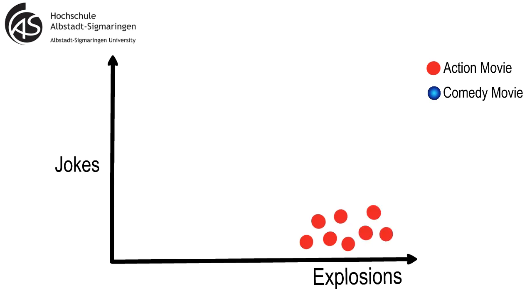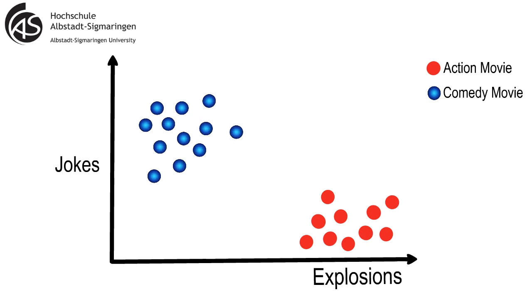A cluster of red dots appears on the bottom right. These are your action movies, packed with explosions but short on laughs. A cluster of blue dots appears on the top left. These are your comedies, full of jokes but light on the pyrotechnics.